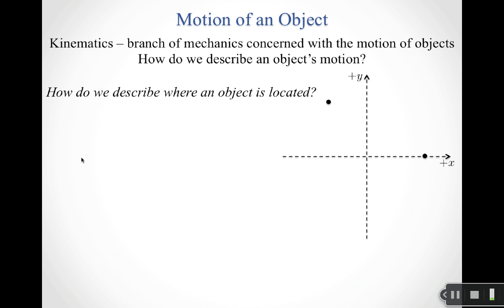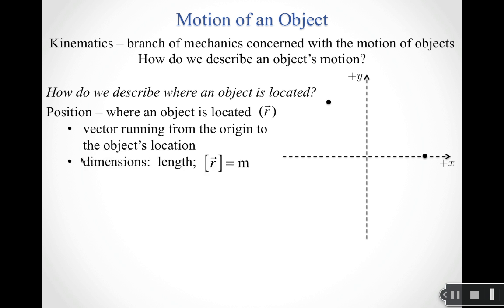All right, so the first set of vector problems that we're going to work this semester are actually kinematics problems. Kinematics is the branch of mechanics that's concerned with describing an object's motion. Let's start by laying out the basics, mostly terminology, of how we describe an object's motion. The first thing we might want to ask is, where is an object located?